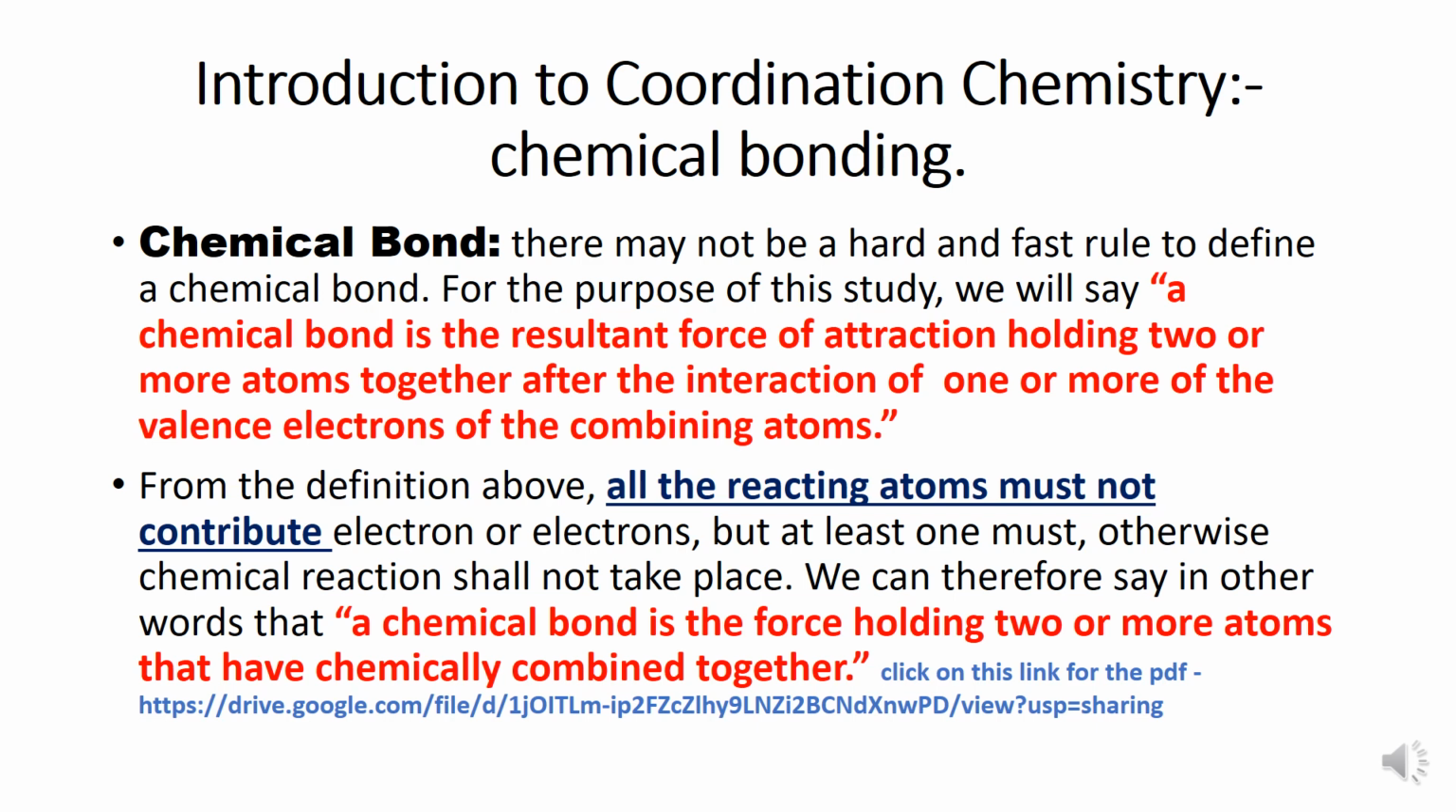When we say chemically combined together, we mean they have interacted at the electron level. Either somebody has given an electron, somebody has taken an electron, or somebody has brought an electron for the other to share.